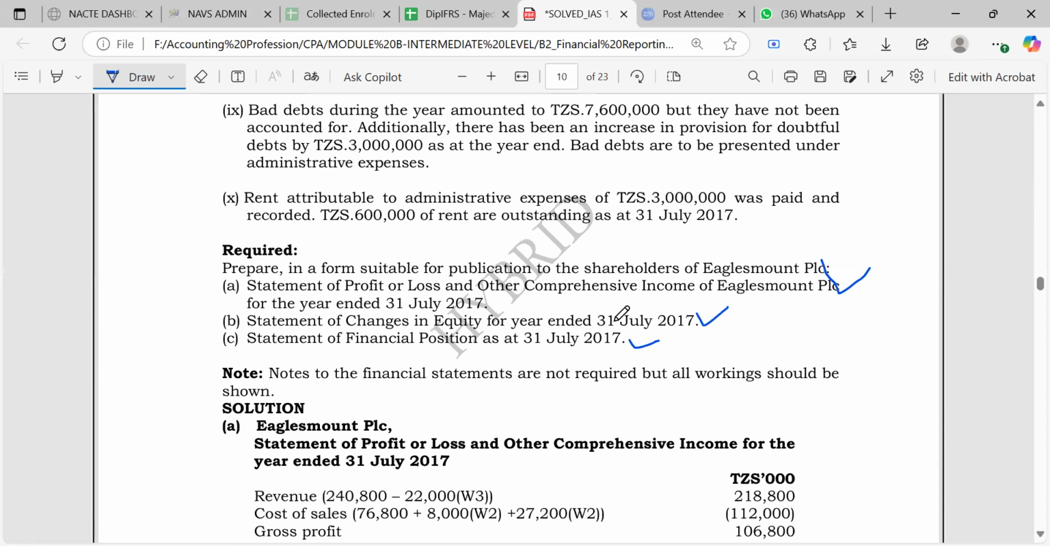For the year ended 31st July 2017. And lastly, the statement of financial position at 31st July 2017, right? And we are told here, notes to the financial statements are not required, but all workings should be shown. Okay, so we have to start our questions, right?